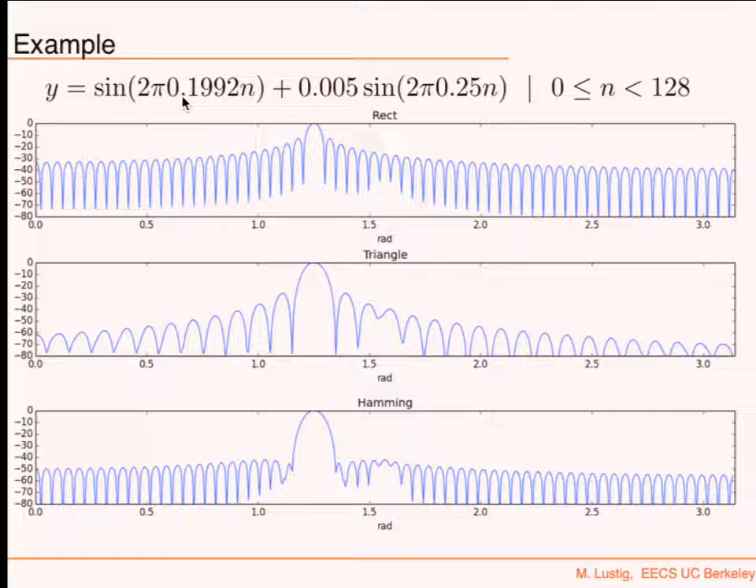Okay, so here are two frequencies. One is 2 pi 0.1n plus 0.005, so there's a factor of 200 smaller peak with respect to this one. And I'm going to look at a window of 128. If I just use a rectangular window, there is a frequency here that's pretty obvious, that corresponds to this one. There should be a frequency here, and I kind of see a disturbance in the force. But it's not clear. You can't really see it because the side lobes just overwhelm this small component.